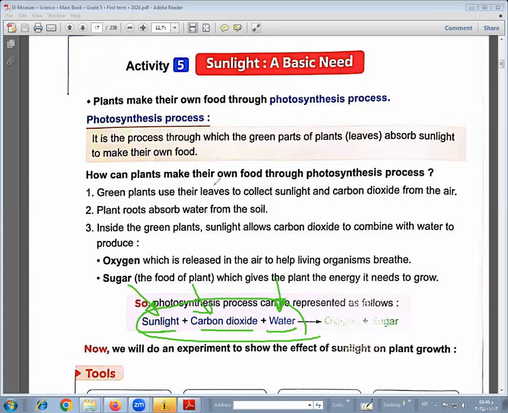then we will make photosynthesis. In our next session, inshallah, we will talk about how we absorb water from soil, absorb carbon dioxide from air, and sunlight from sun. See you later.